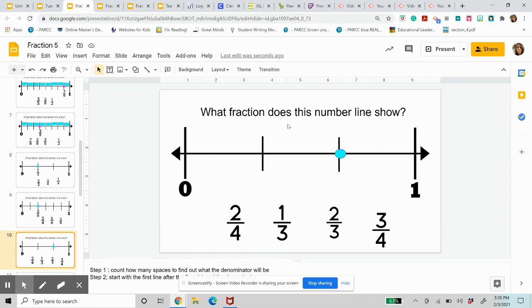All right, what fraction does this number line show? So we're on slide 10. Is it 2/4, 1/3, 2/3, or 3/4? Write a fraction down. There, number 10. See if it's the same fraction. Okay, so 2/3. And I got that because I counted 1, 2, 3 sections. This would be 1/3, 2/3, 3/3.